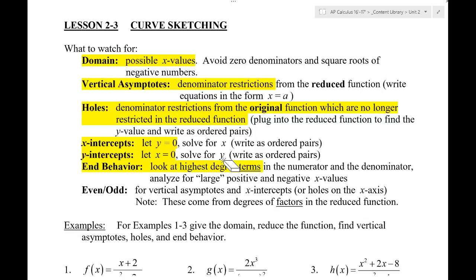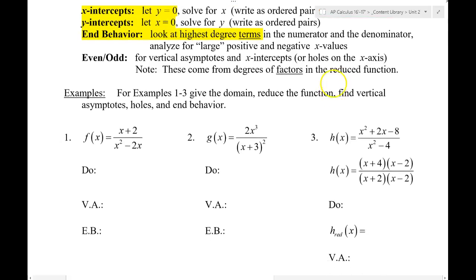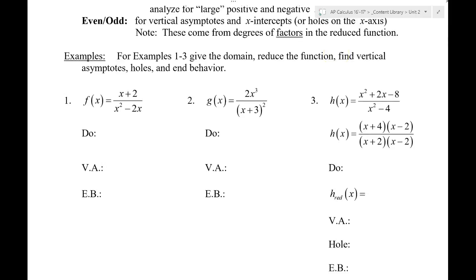We're also going to talk about even and odd vertical asymptotes. We're going to talk about even and odd x-intercepts because that also gives you information about the way the graph looks. So, you guys ready? I'll take that as a yes.